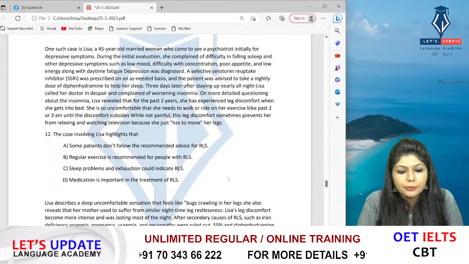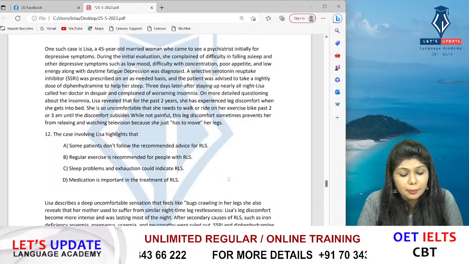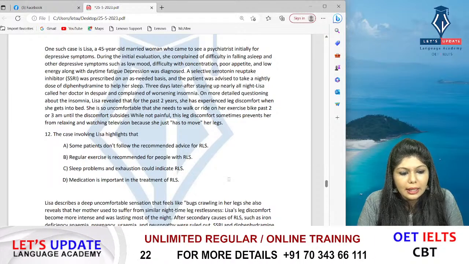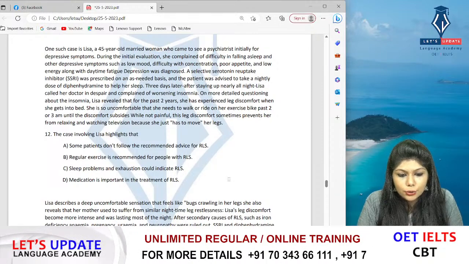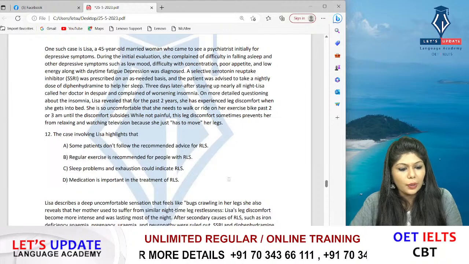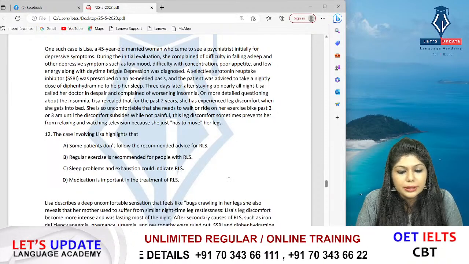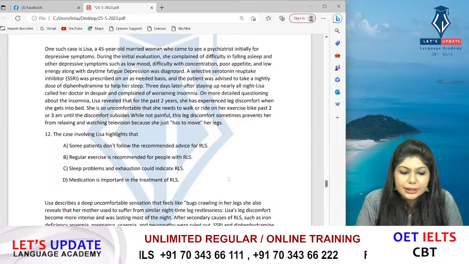A selective serotonin reuptake inhibitor (SSRI) was prescribed on an as needed basis, and the patient was advised to take a nightly dose of diphenhydramine to help her sleep. 3 days later, after staying up nearly all night, Lisa called her doctor in despair, complaining of worsening insomnia. On more detailed questioning about the insomnia, Lisa revealed that for the past 2 years, she has experienced leg discomfort when she gets into bed.